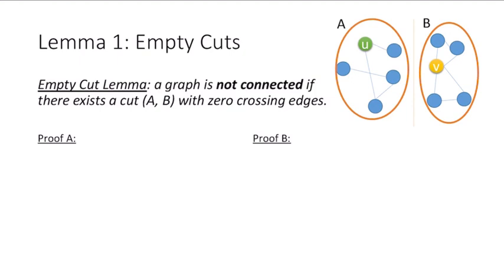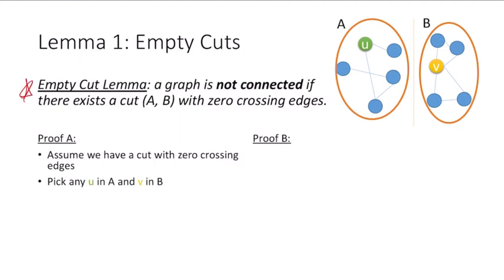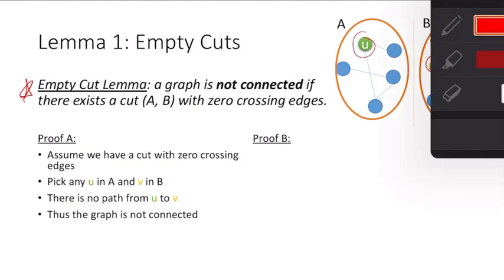Another is empty cuts. So the empty cut lemma says that a graph is not connected if there exists a cut with 0 crossing edges. So here's the A set, here's the B set or partition, and there are no edges that go across that cut. There are two different ways you can prove that the cut lemma is correct. So let's assume that we have 0 crossing edges. We can pick any u in A and any v in B, and there will be no path from u to v. Thus, the graph is not connected. So if there's no path from u to v, that means they're not connected.